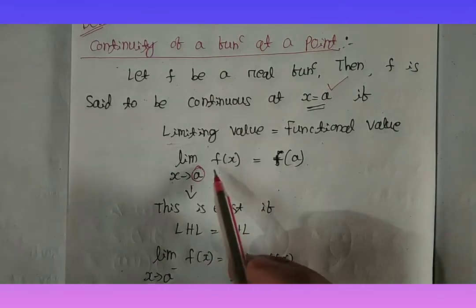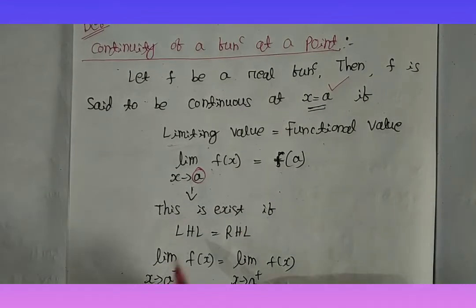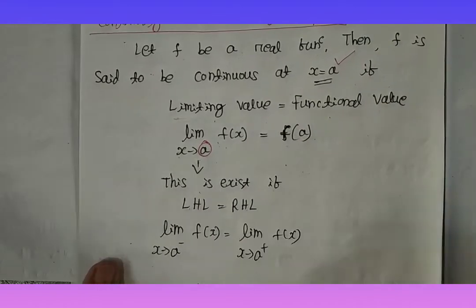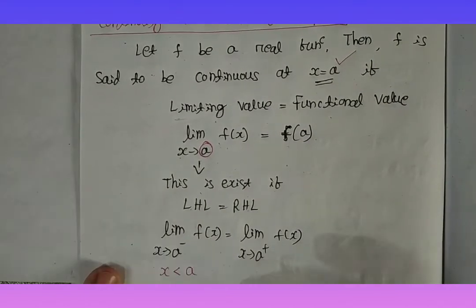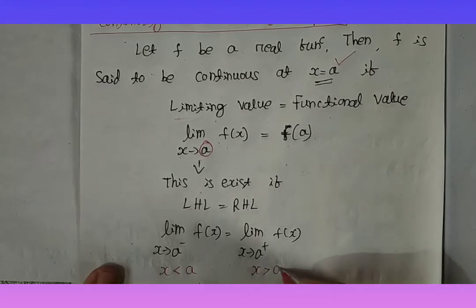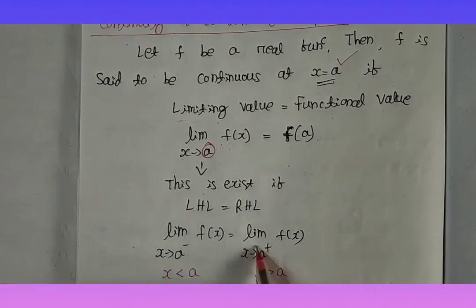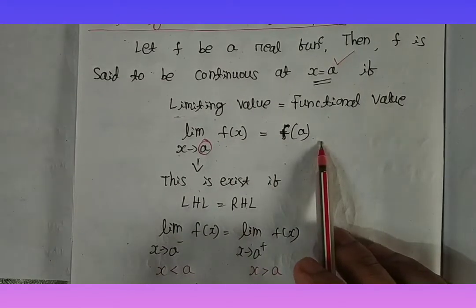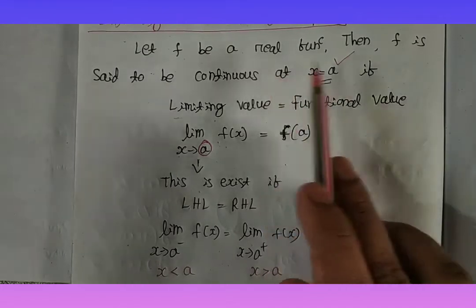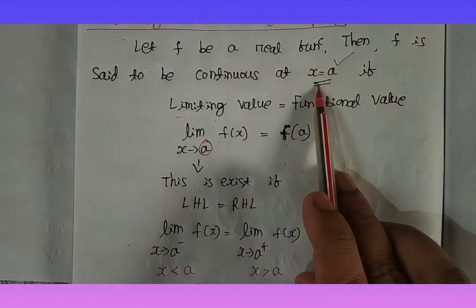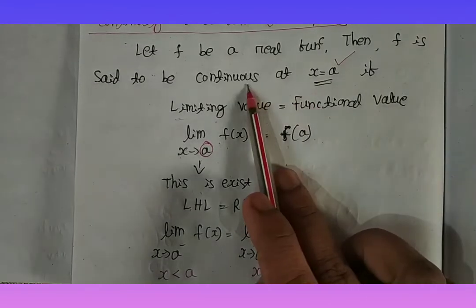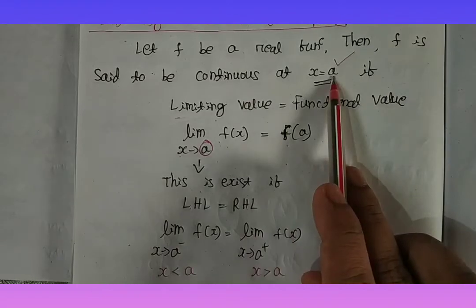Then the second point: this limiting value exists if the left hand limit is equal to the right hand limit. What is the left hand limit? Limit x tends to a minus. A minus means here the value of x is less than a. Here the value of x is greater than a. If these two values are equal, then the limiting value exists. If this limiting value is equal to the functional value, then we can say that the function is continuous at this particular point, x equal to a. If these two values are not equal, then f is discontinuous at x equal to a.